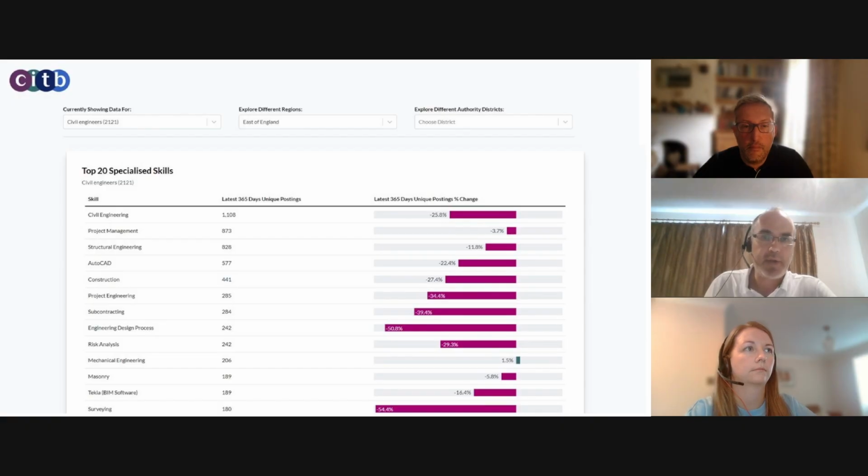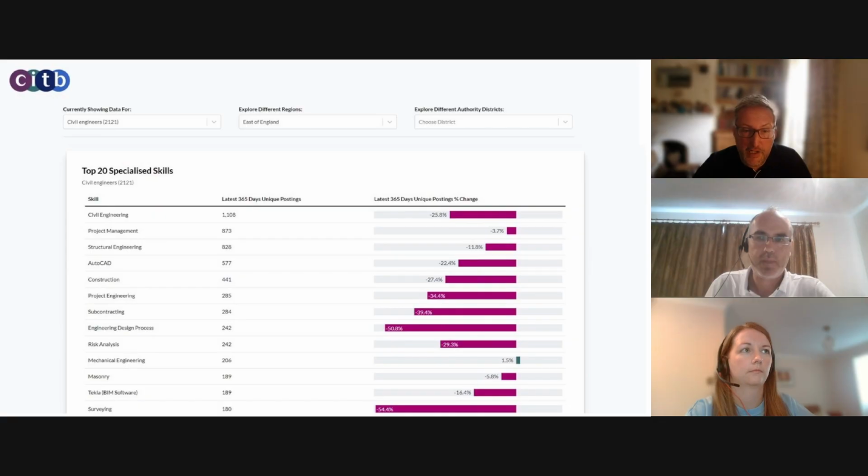So it's really good to get an up-to-date picture of what the trends are that we can then share with our stakeholders. And just to add on, in terms of the skills that we're looking at here, when we classify it as specialised skills, those are skills that we deem to be inherently linked to the occupation itself. And then you've got the percentage change and comparison over the last 365 days, or the last year.